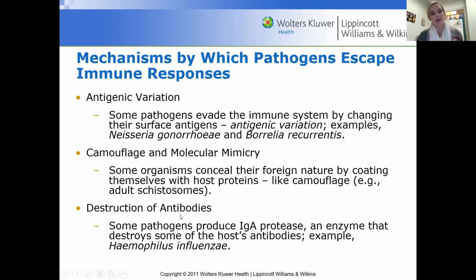And then the destruction of antibodies. Antibodies are what our body creates in response to these foreign invaders, but some pathogens can destroy those. Some pathogens produce an enzyme, not that you have to know it's called an IgA protease, that helps to destroy some of the host antibodies. You don't have to know the example. Just know that that's one of the mechanisms pathogens can use to escape the immune response.